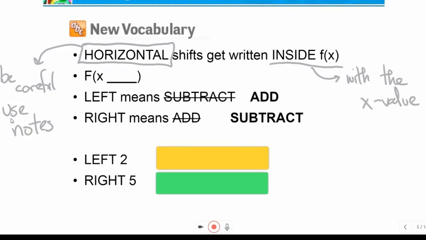So if you are making a horizontal shift to the left, most people think subtract, because that's where the negative values are. Well, you actually don't subtract, you add. So a horizontal shift left 2 would say f, and in the parentheses, you would write x plus 2. That would go left. Now, same deal, right? We have a new function here, g of x.